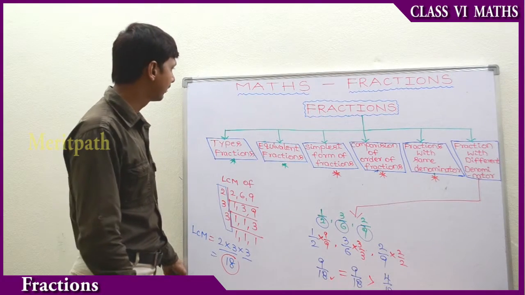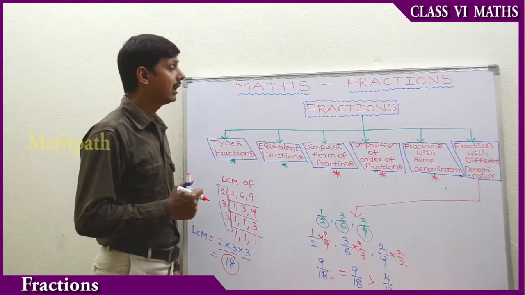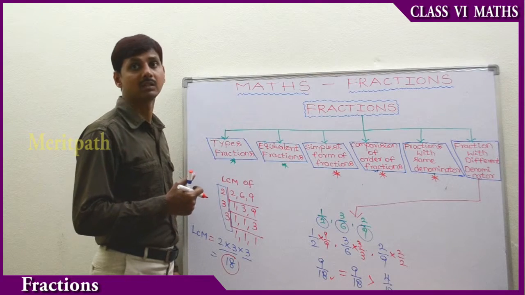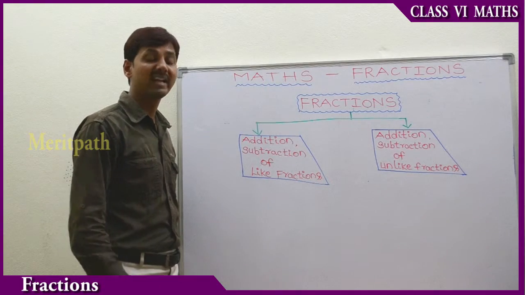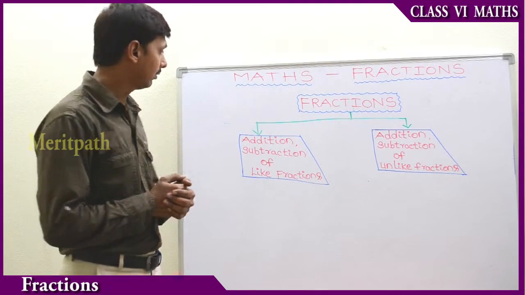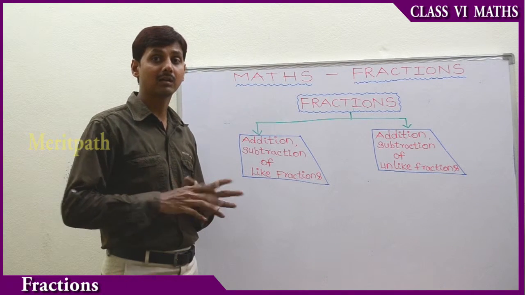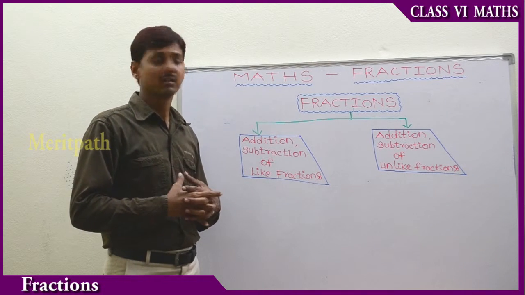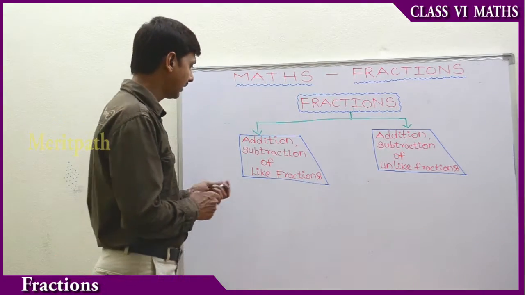Until now we have discussed fractions, types of fractions, equivalent fractions, simplest form of fractions, comparison and order of fractions, and fractions with the same denominator and with different denominators. So let's discuss addition and subtraction of like fractions and addition and subtraction of unlike fractions. Earlier we discussed comparison of like fractions and unlike fractions. In a similar manner we'll do addition and subtraction of like fractions. Let's take some examples.